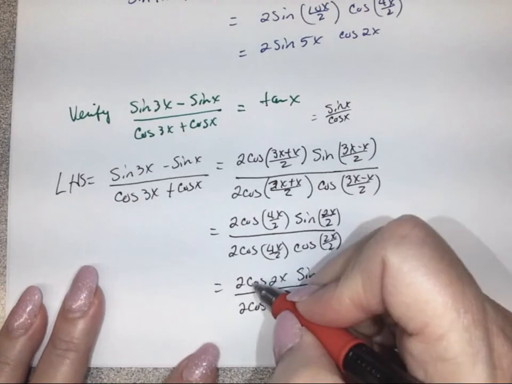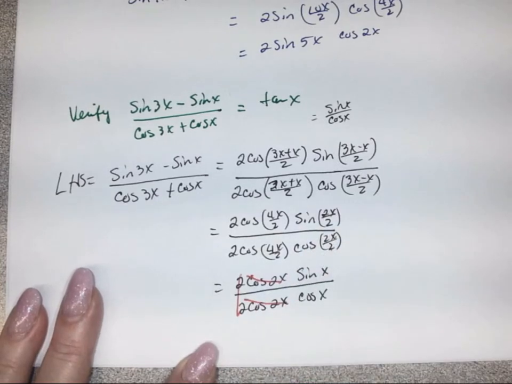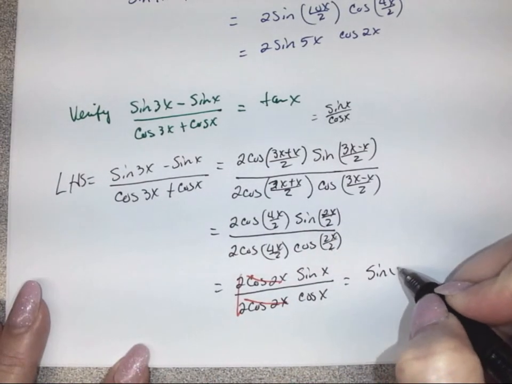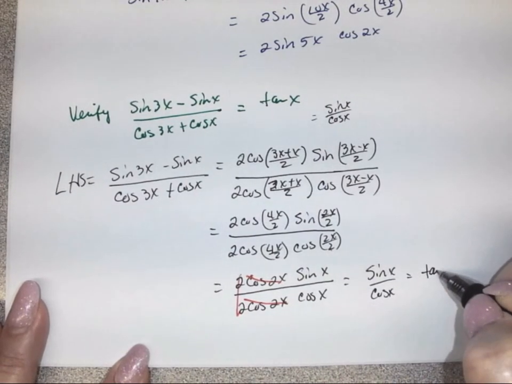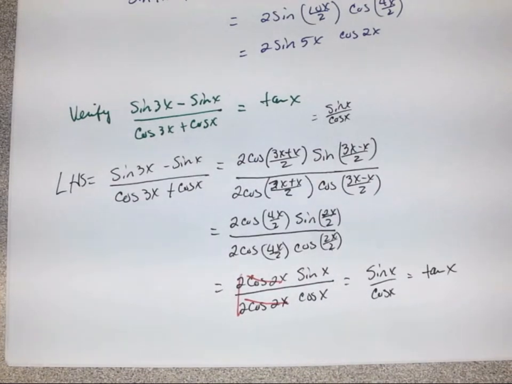Well, we can see the 2's will cancel, and the cosine of 2x will cancel with the cosine of 2x. And that just leaves us with sine x over cosine x, which is equal to our tangent of x. So sometimes it looks like it's going to be really complicated, but it'll shrink down pretty quick. So you don't have to memorize the formulas, you just need to know how to use them, and you need to be aware of them.